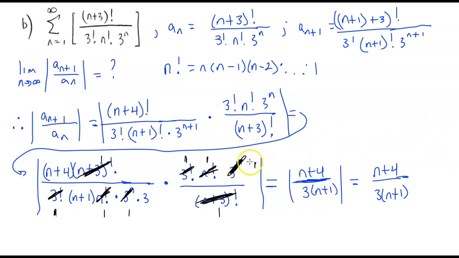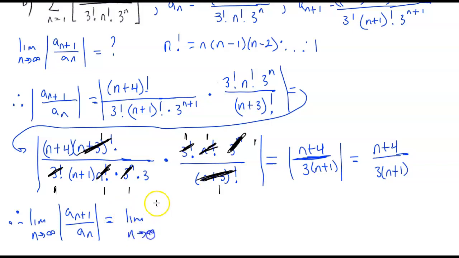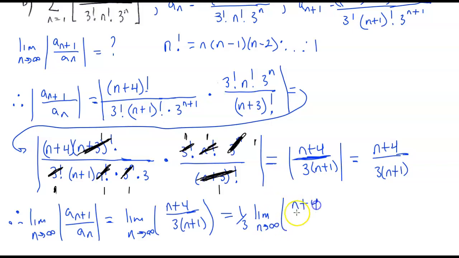And so now that we have what this expression of absolute value of a sub n plus 1 divided by a sub n is, then when we go and evaluate the limit, we see that this is going to be something relatively easy to evaluate. So this will be the limit as n approaches infinity of n plus 4 divided by 3 times n plus 1. If we factor out the understood 1/3 that's there, we have the n plus 4 divided by n plus 1 left over.